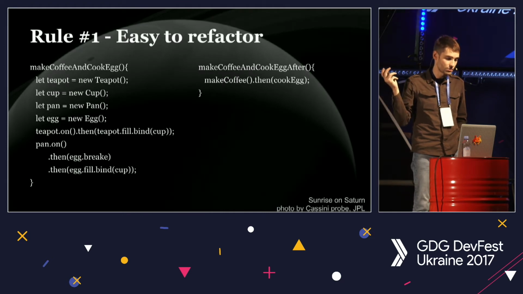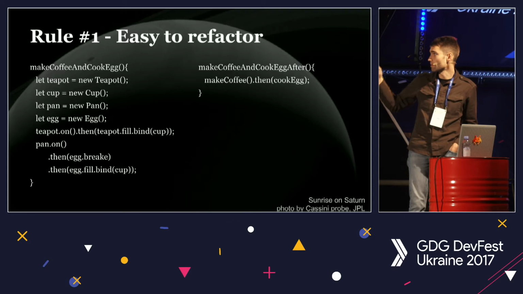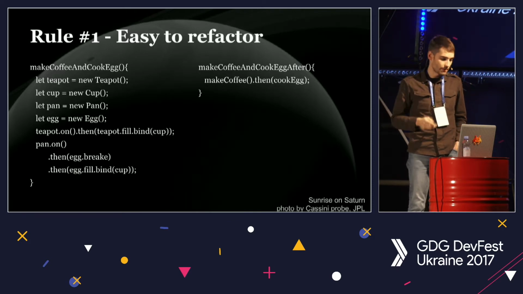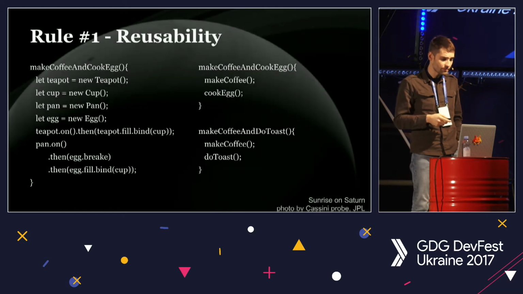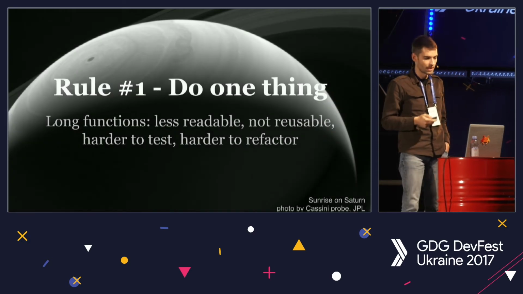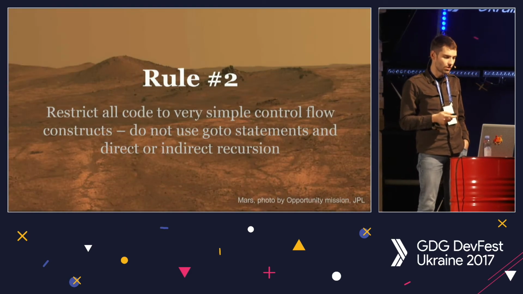And if we have two small functions, it's easier to refactor. We can do it asynchronously by wrapping them in promises and swapping them and so on. So small functions are better, more efficient. A very simple rule, which is good to follow. NASA follows it. Rule number 2, restrict all code to very simple control flow constructs.